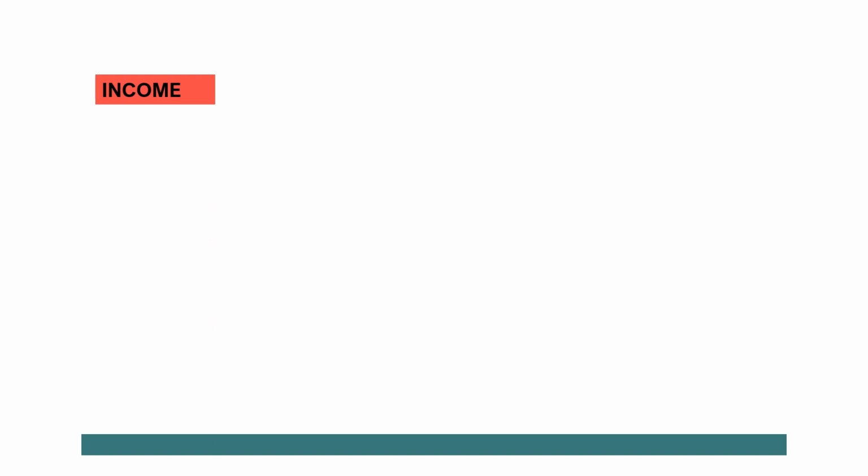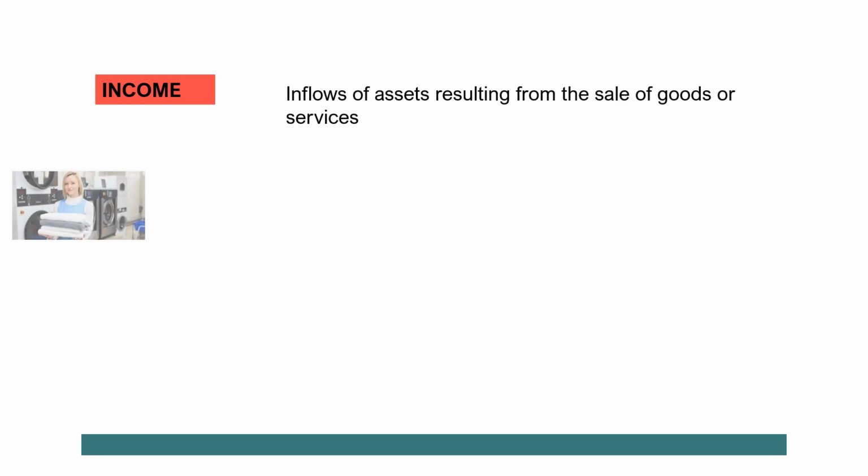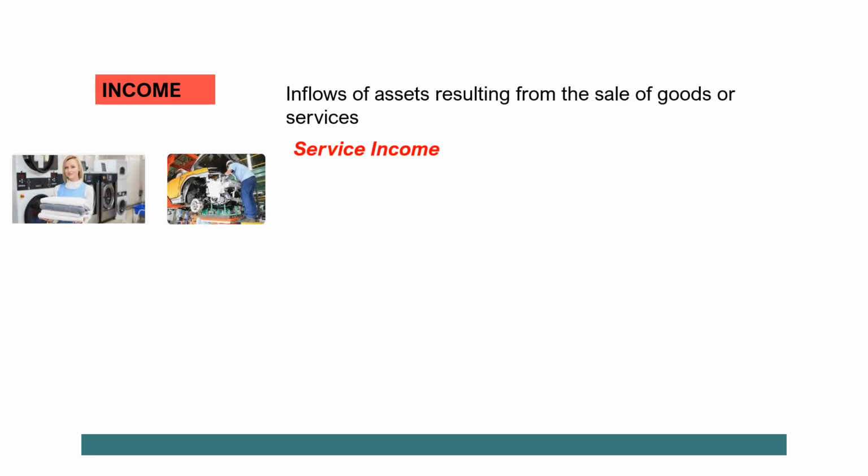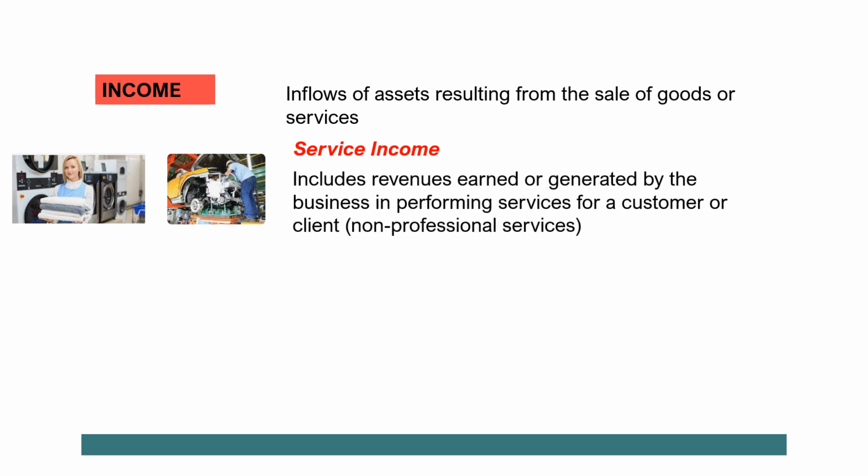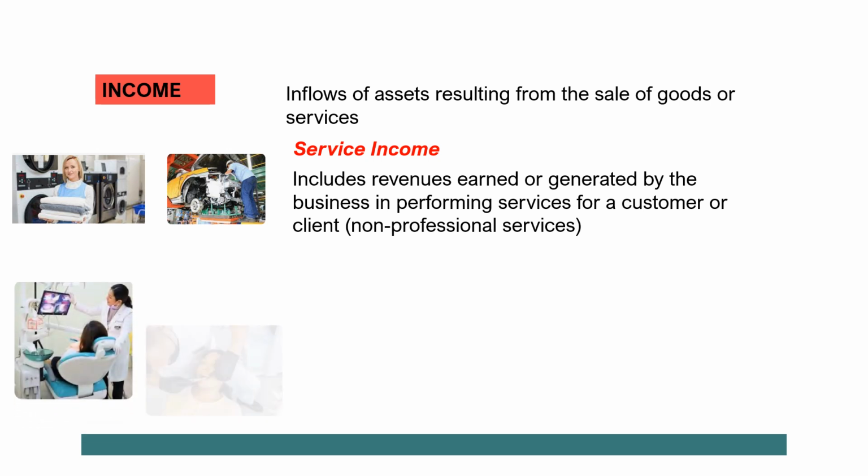Okay, another is under income. What are the account titles to be used? Since our focus is service business, we use the service income account title, and that includes revenues earned or generated by the business in performing services for a customer or client. And this is usually non-professional services, example, laundry service, repair shop, etc.